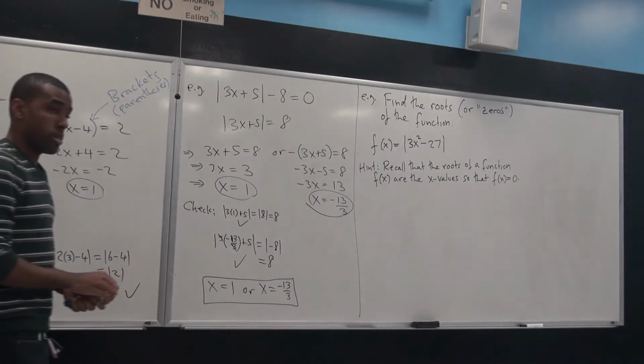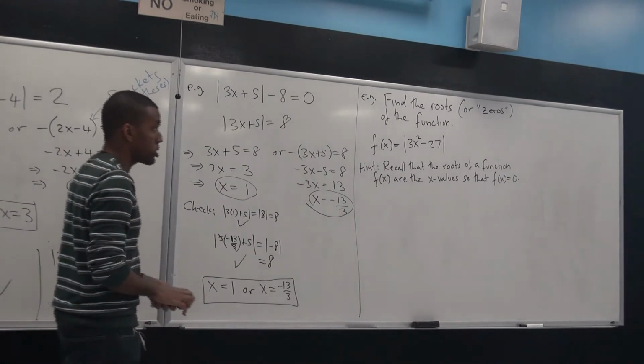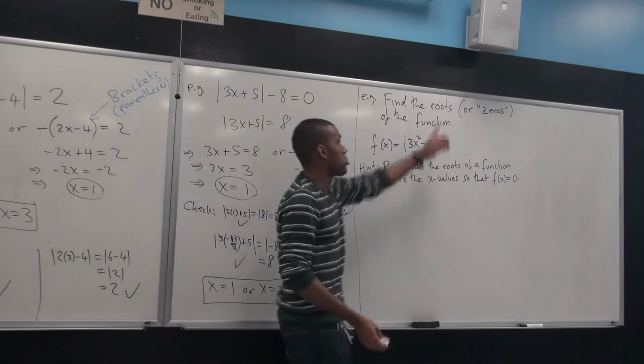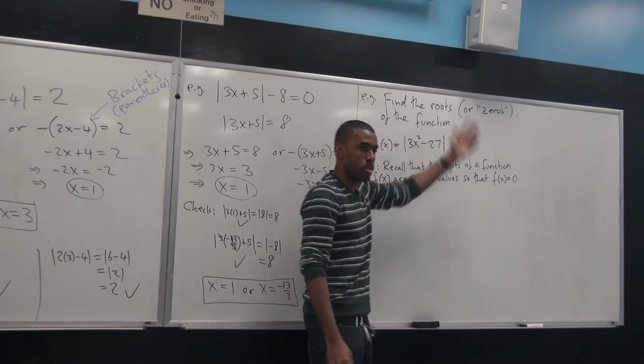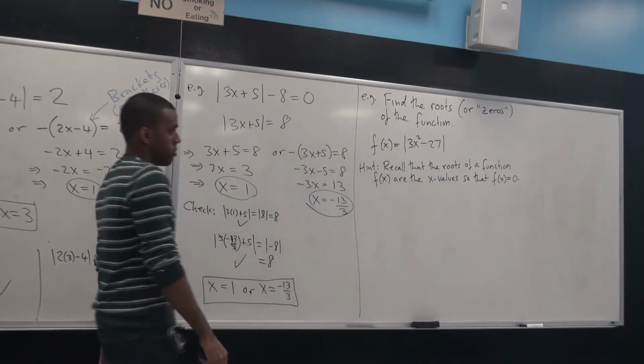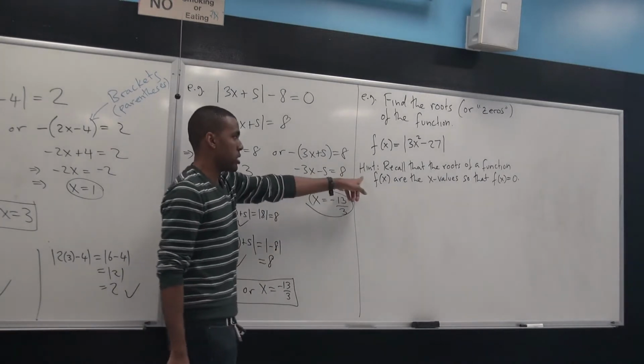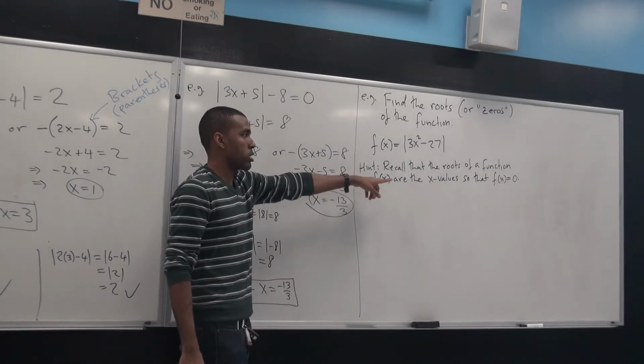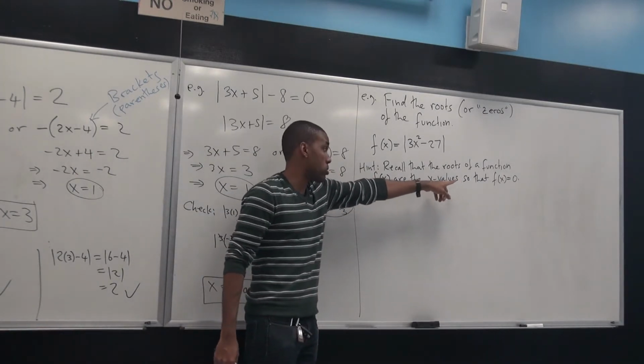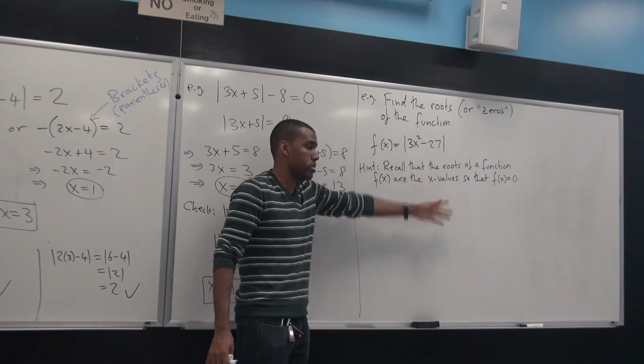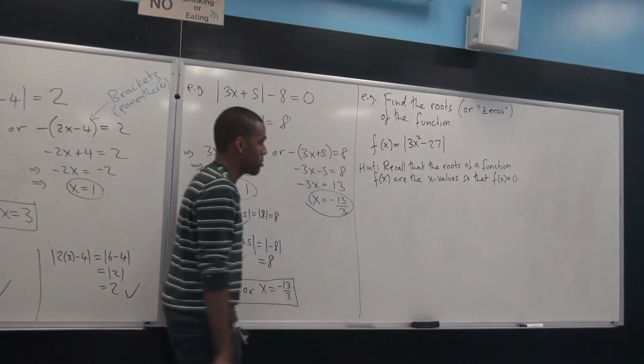Another kind of question you can be faced with is to find the zeros of a function. They might call them roots, they might call them zeros, it's the same thing. But basically that's just a fancy word that says you want all the values where the function is 0, right? So you really want the x-intercepts, basically.